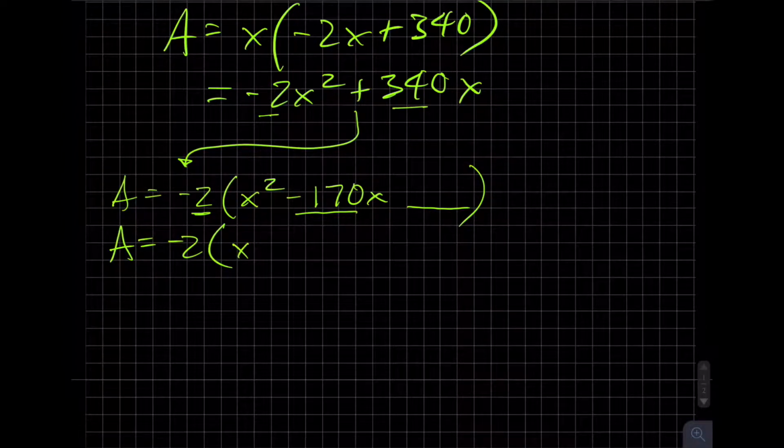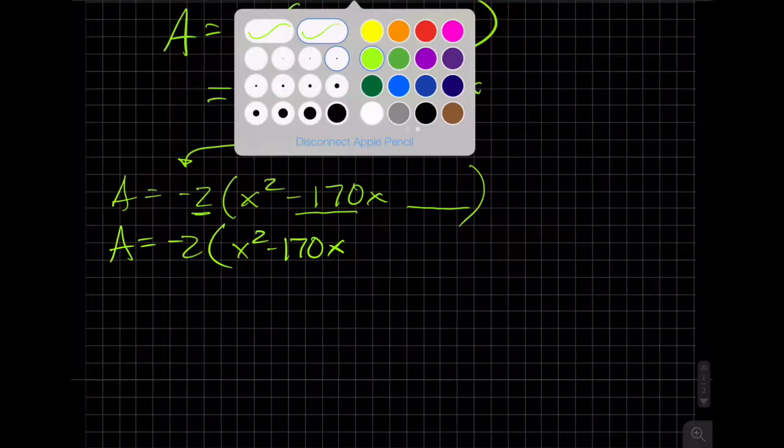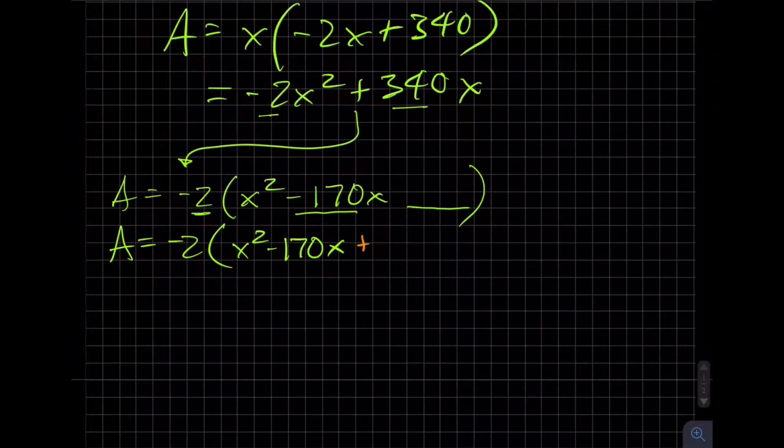So I'm going to have my x squared minus 170x, and then I'm going to add the square of 170 over 2. That's half of 170 squared. But so that I'm balancing my equation still, I'm going to subtract the same value.